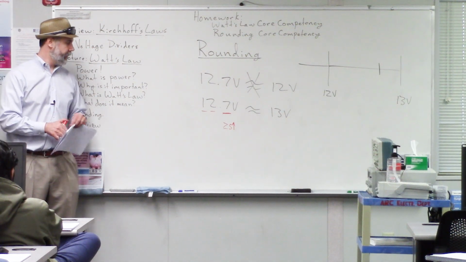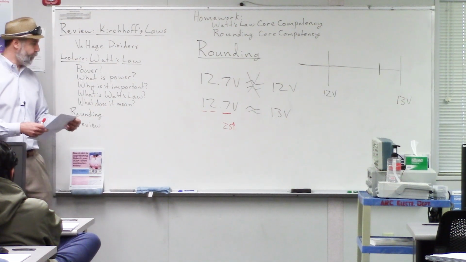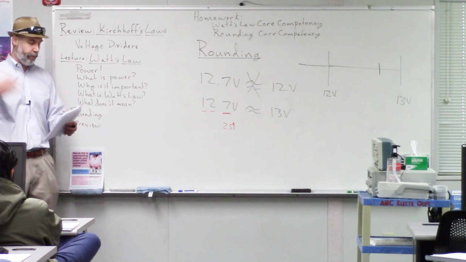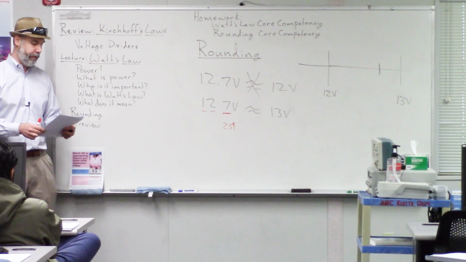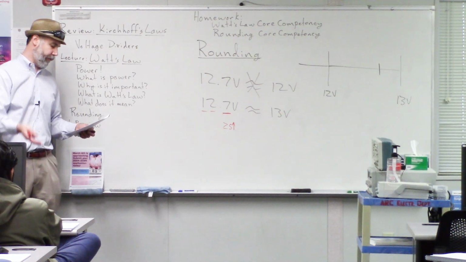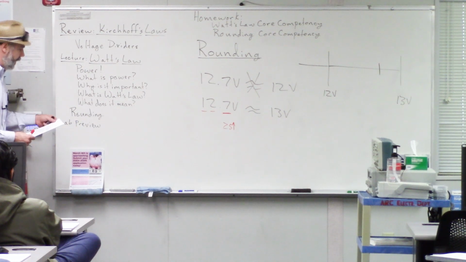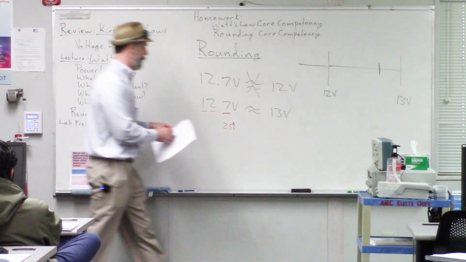So that's the general procedure that you use. You decide how many digits to keep. You look at the digit to the right of the last one that you want to keep. 5 or greater rounds up, 4 or less rounds down. Okay? So let's do a couple of examples.